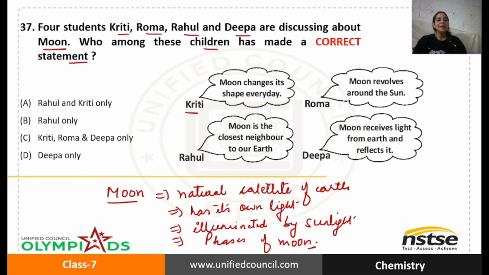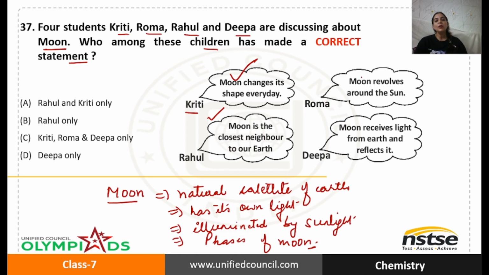Now let's see what Kriti said. Kriti said moon changes its shape every day. It is true, because moon is revolving around earth. So the distance of moon changes constantly with respect to sun. So that is the reason its shape also changes every day. Rahul said moon is the closest neighbor to our earth. What Rahul said is correct, because it's a natural satellite of earth and it is close to earth.